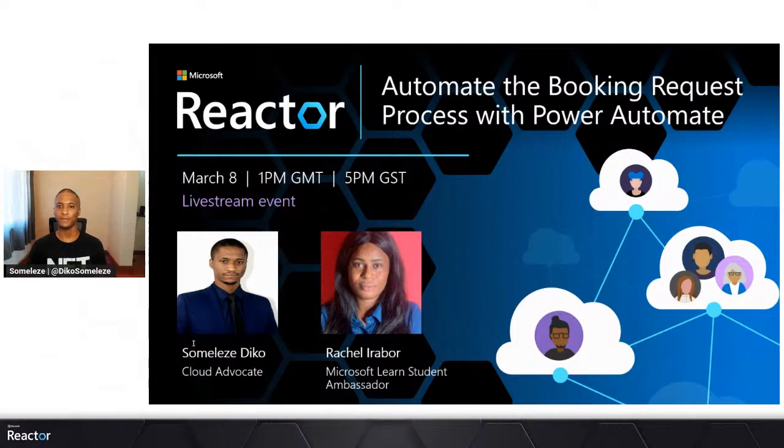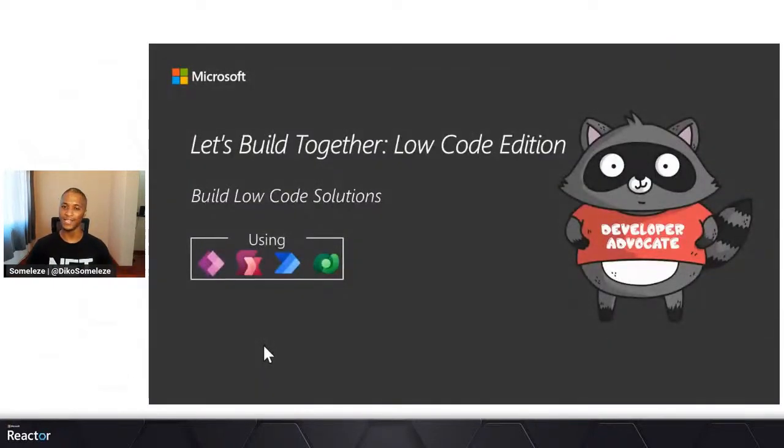Thank you so much, Hussam, for welcoming me. And also, thank you to everyone that's actually watching this series. So, once again, we are back from the first episode that we had just over 2 days ago, where we built a booking request app using Power Apps. Now, the exciting part is actually automating that solution's process. Hence the title of the session, which is automate a booking request process with Power Automate.